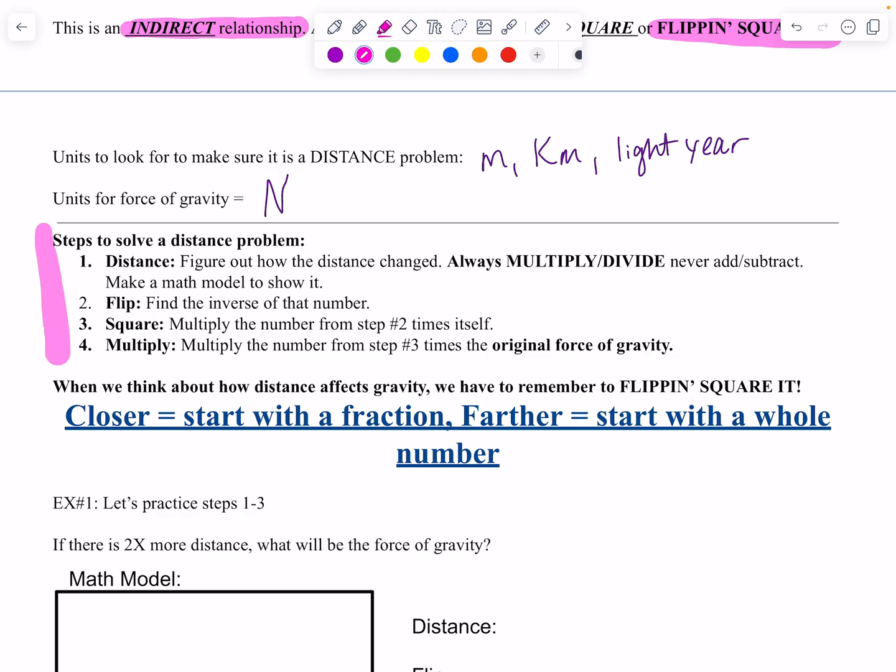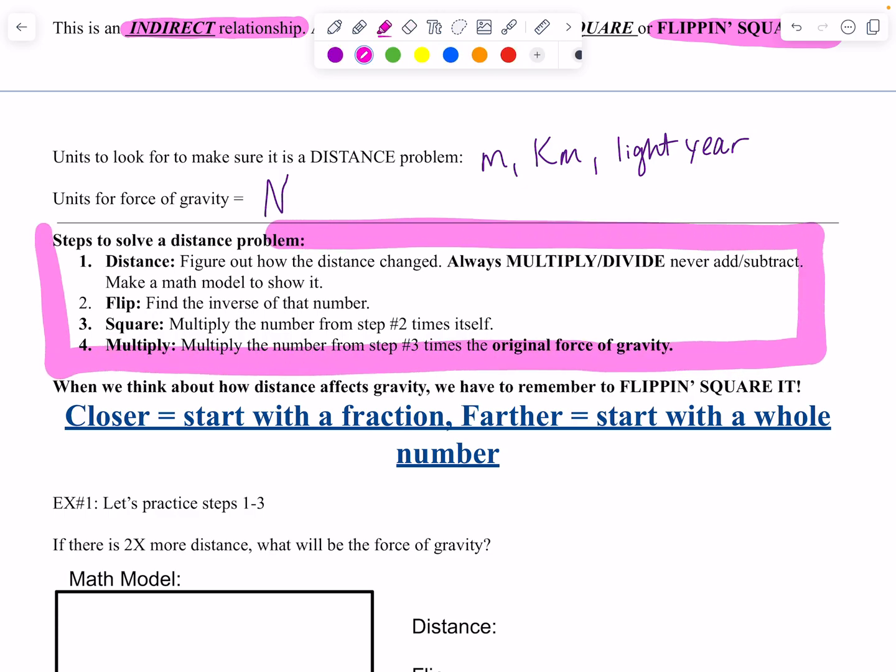Those are your steps to solve a distance problem. So we will figure out what happened to the distance and how that distance changed. And again, we are always going to multiply and divide. We're never going to add or subtract. We're going to flip the number over or find the inverse. We're going to square that number, and then we're going to multiply by the original force of gravity. The kicker is how we think about distance and how it affects gravity. We have to remember to flip and square it. But if it's closer, we always start with a fraction. And if it's farther, we always start with a whole number.